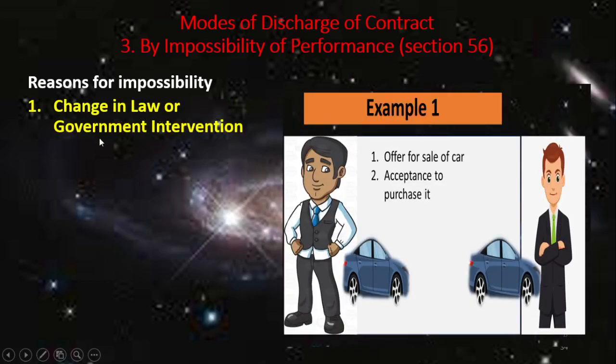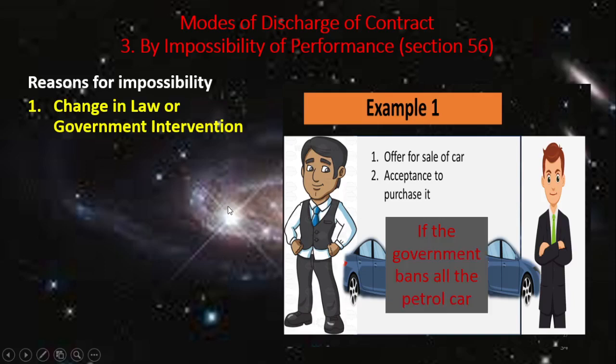Change in laws or government intervention. Assume that this offer and acceptance is for a petrol car, but after some time the government intervened and passed a bill banning all the petrol cars. So in that situation, you cannot proceed with the same contract. You cannot proceed with purchasing the petrol car because all the petrol cars are banned by the government.